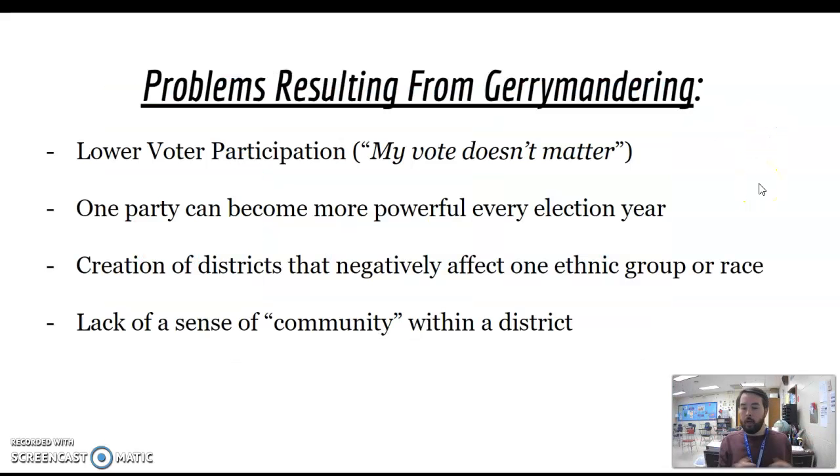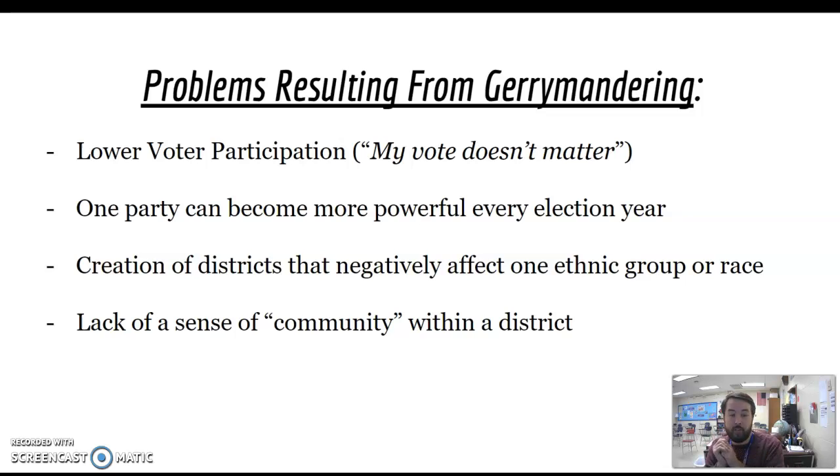So again, why do I care? What's the problem? If you see these things happening with redistricting every 10 years, or if they try to practice what's called gerrymandering, we may see lower voter turnout, so people thinking their vote doesn't matter. We have one party becoming more powerful every election year in certain districts.